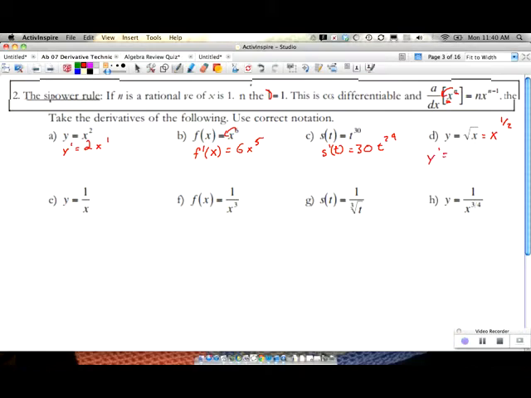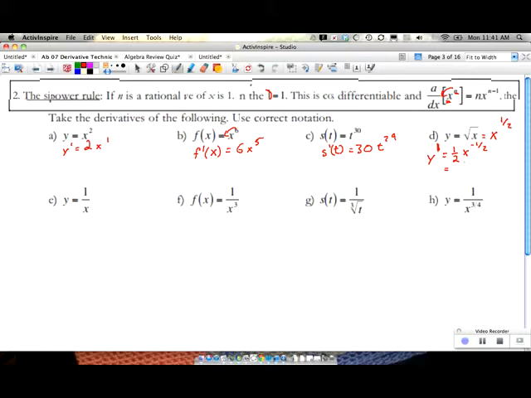So now when I take the derivative, I still follow the same process. I'm going to drop that power, so it's going to become 1/2 x. And now I have to subtract 1 from the power here. That means it's going to be negative 1/2. Now there's more algebra you can do to simplify that further, but you don't necessarily have to.